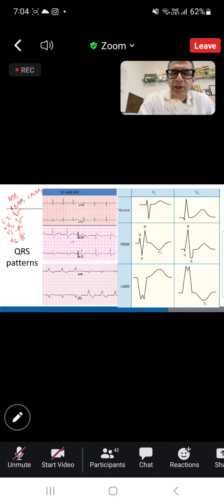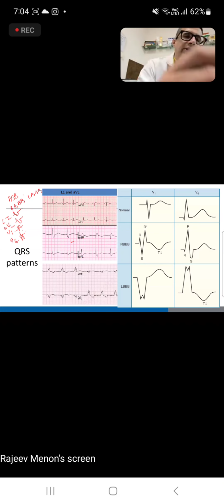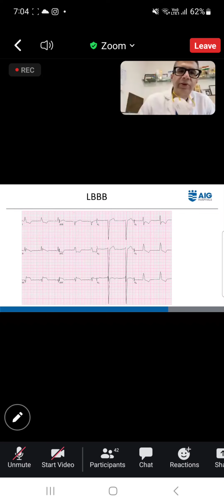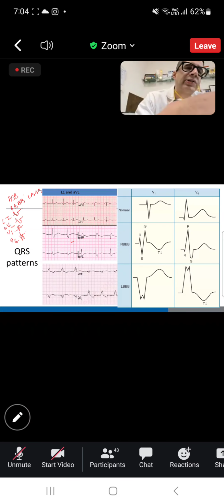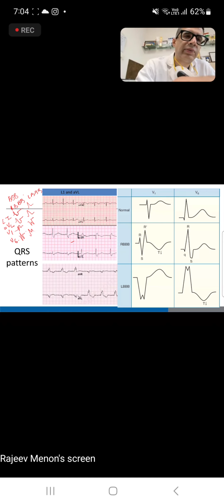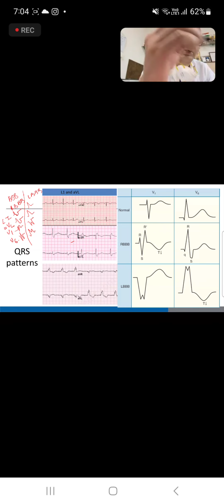Whereas in left bundle branch block, the opposite occurs. So in L1, instead of having a slurred S wave, what you have is a slurred R wave. Similarly, in aVL, you have a slurred R wave. In V1, you have the typical W pattern, and in V6, you have the M pattern. So that is the left bundle branch block and right bundle branch block.